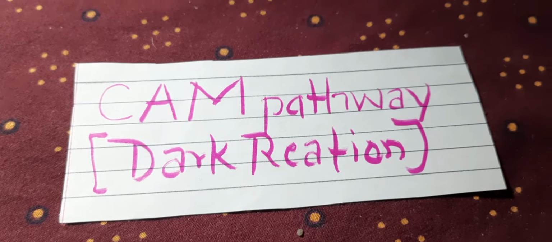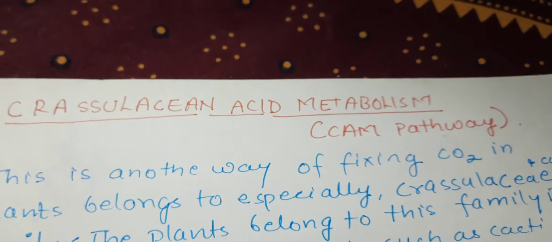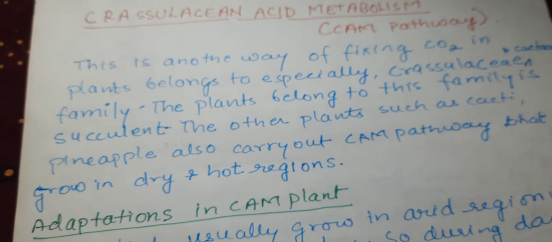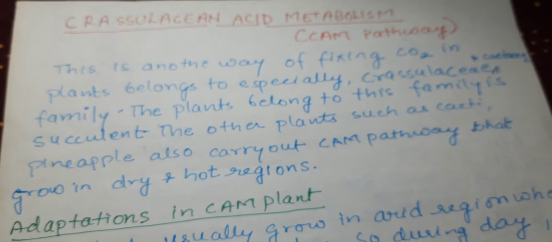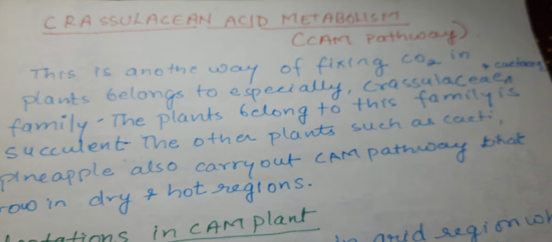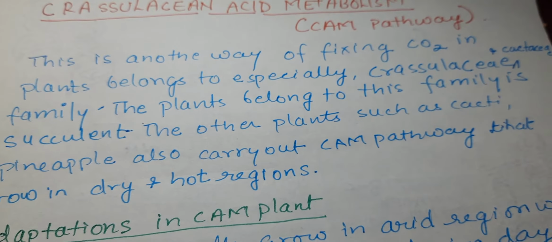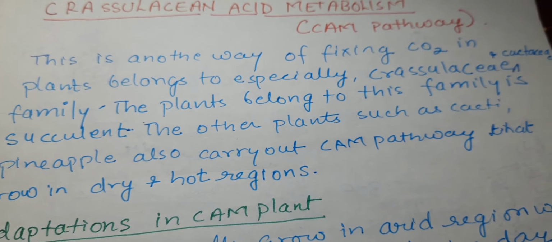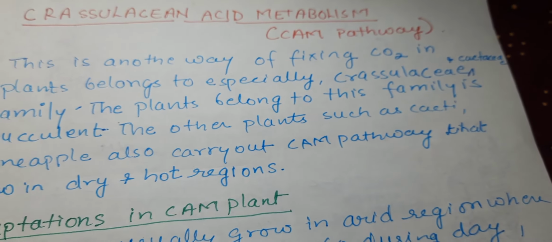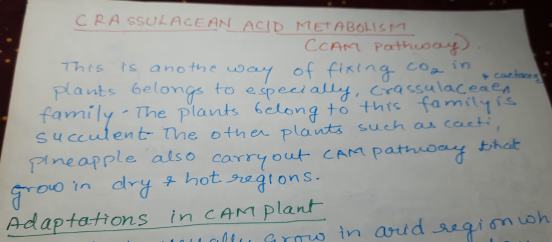Dear student, today we will study the CAM pathway, that is Crassulacean acid metabolism pathway. This is another way of fixing carbon dioxide in plants that belong especially to the Crassulaceae family or Cactaceae. The plant belongs to the succulent family, and other plants such as cacti and pineapple also carry out the CAM pathway.